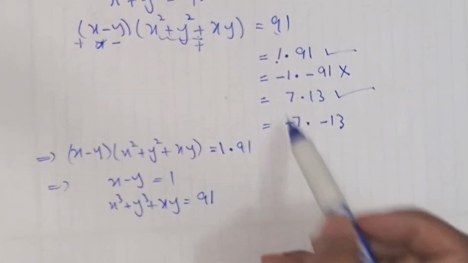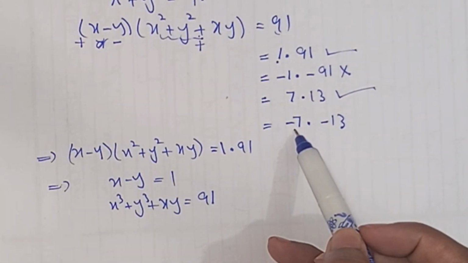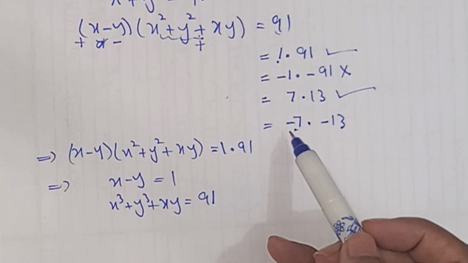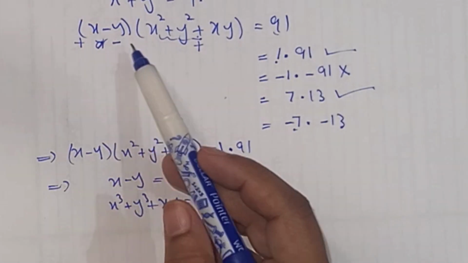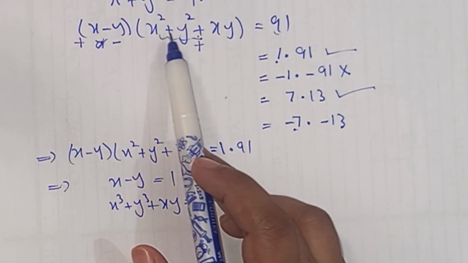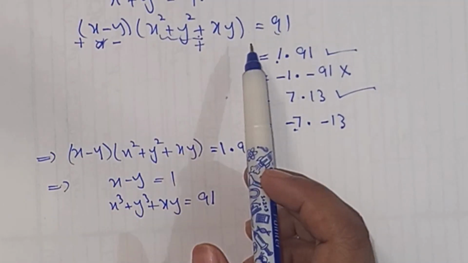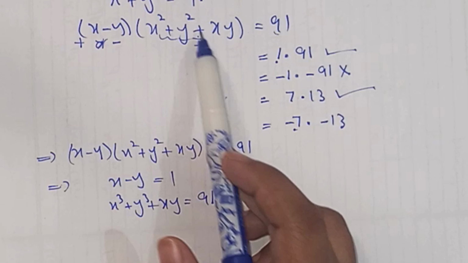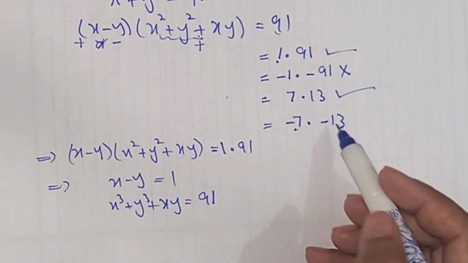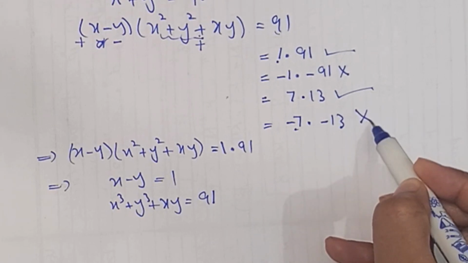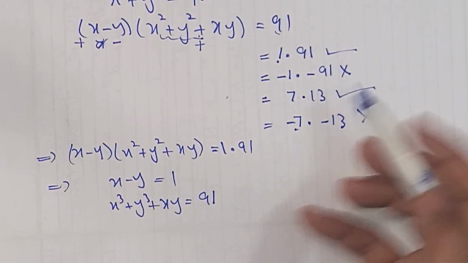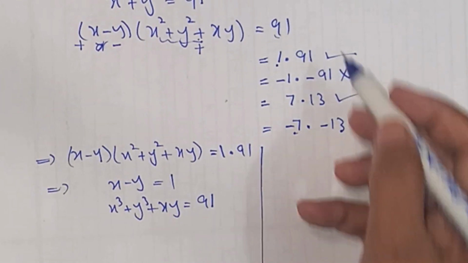Now look at the last factor. This implies x minus y is equal to minus 7, and that might be possible because we have already discussed that x minus y may be a negative or positive number. But look at this: x square plus y square plus product of xy is a positive number, and minus 13 is not positive, so we cannot use this factor. So we have two possibilities, and one by one we solve these two possibilities.